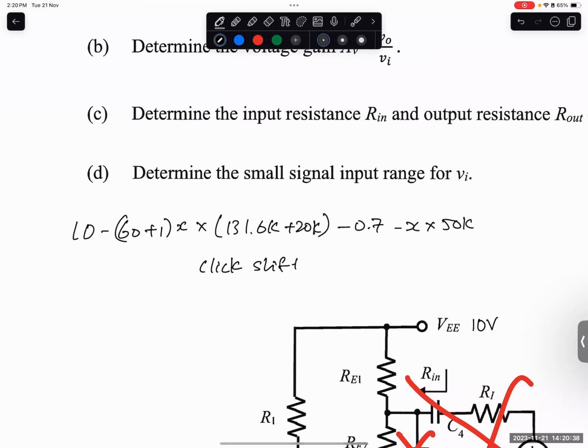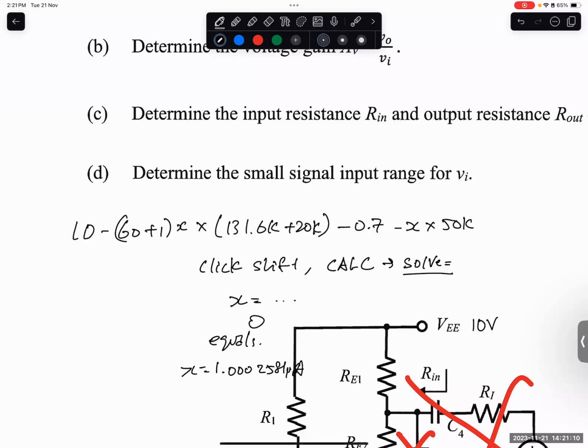Then after that go and click shift, and then we click solve. And we click CALC on your calculator, which is actually solve. Solve equal, right? Once you get this, shift solve. Then X equals to blah blah blah. You put 0, because the right side is 0. Then you press equal. X equals 0. Then after that, your answer X you get 1.002581 micro M.